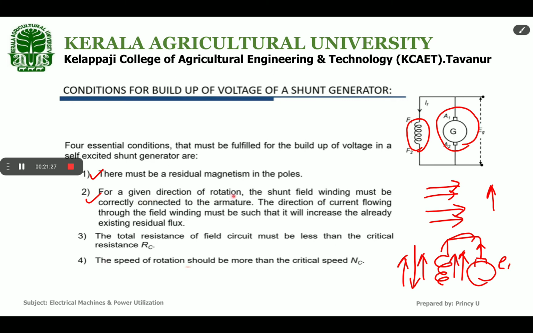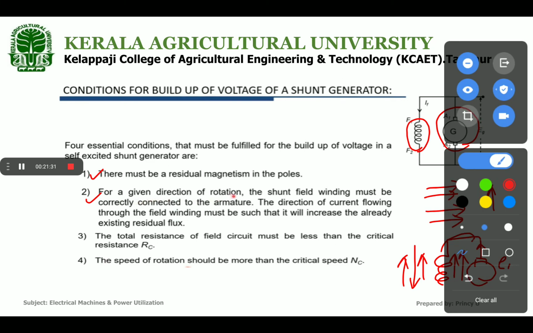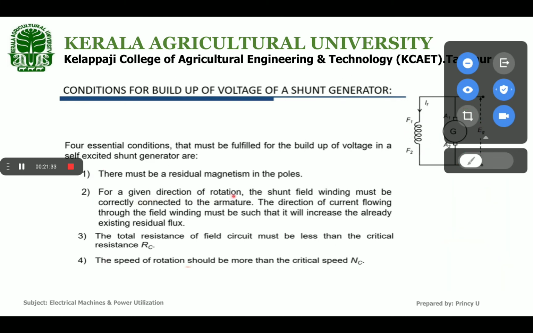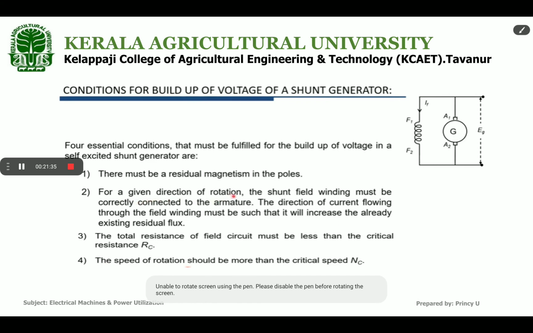Then only it can be increased. നമ്മൾ കണ്ടിന്യൂസ് ആയിട്ട് ഇൻക്രീസ് ചെയ്ത് വരുമ്പോഴല്ലേ ഇത് ബിൽഡപ്പ് ചെയ്ത് വരിക. സോ ബിൽഡപ്പ് ചെയ്യണമെങ്കിൽ ഫീൽഡിലുള്ള കറണ്ടും ആർമേച്ചറിൽ പ്രൊഡ്യൂസ് ചെയ്യുന്ന കറണ്ടും സെയിം ഡയറക്ഷനിലായിരിക്കും.